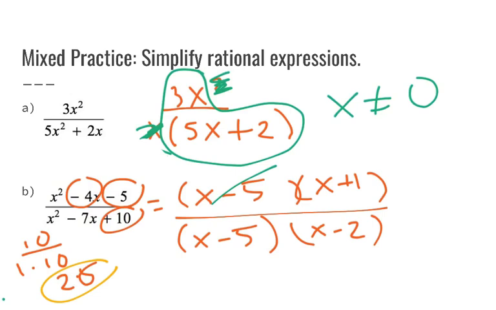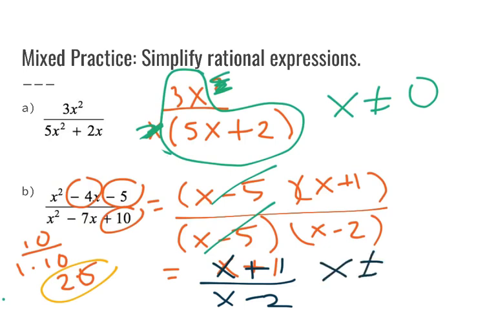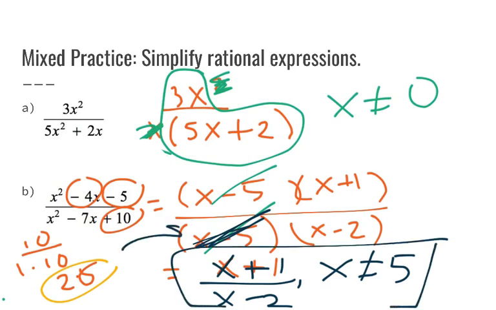And that's awesome because these x minus 5s are canceling. So what I have left is just going to be, actually, let me write in a different color. X plus 1 over x minus 2 with the condition that x cannot be equal to 5, because I had canceled this term. Otherwise that would have been an issue here in this middle step. And that's it.